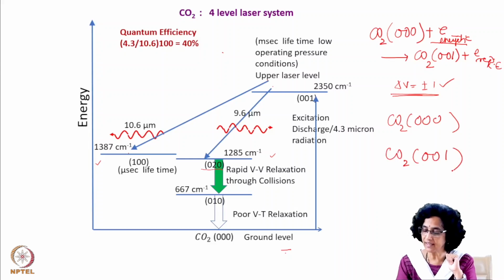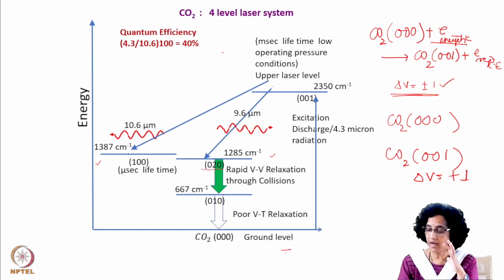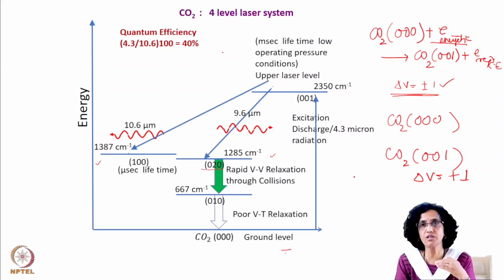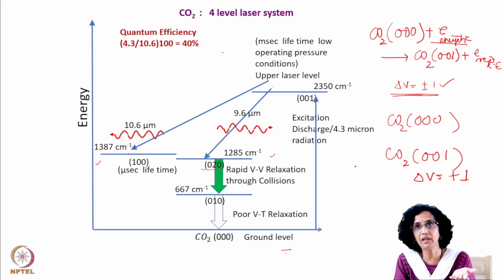So what is the delta V? Delta V is plus 1. So this is optically allowed, right? This is optically allowed, and therefore it is a fact that electronic excitation is also more. The cross section, or the probability of electronic excitation, is more for those transitions that are also optically allowed.